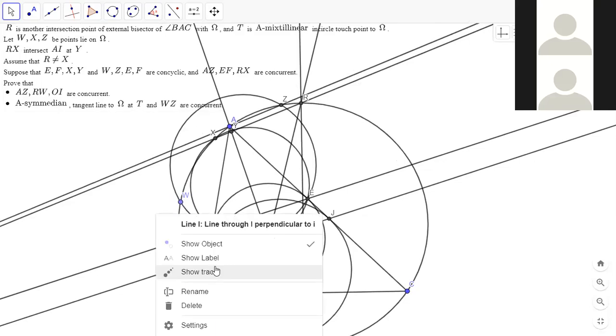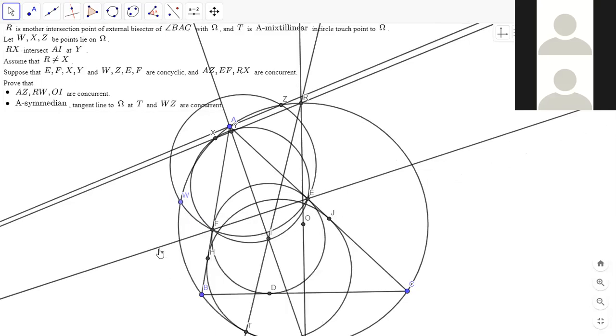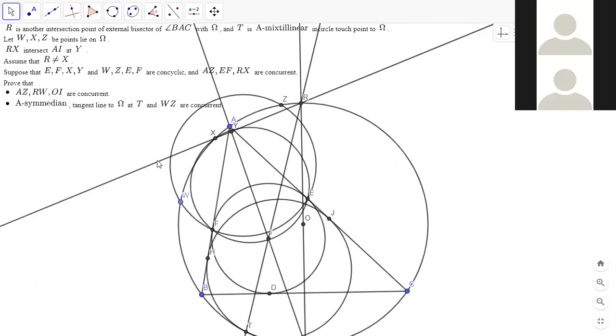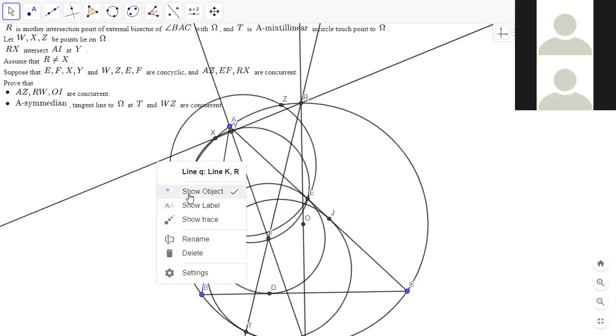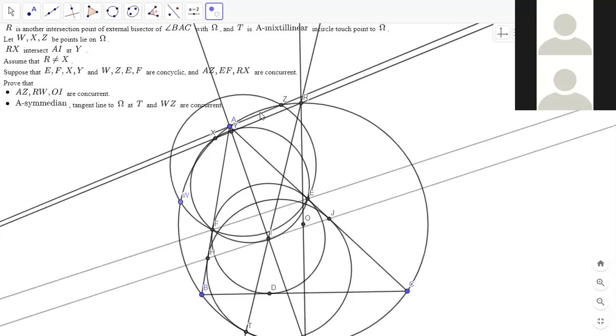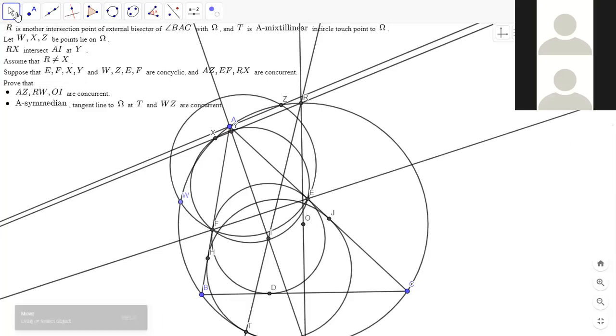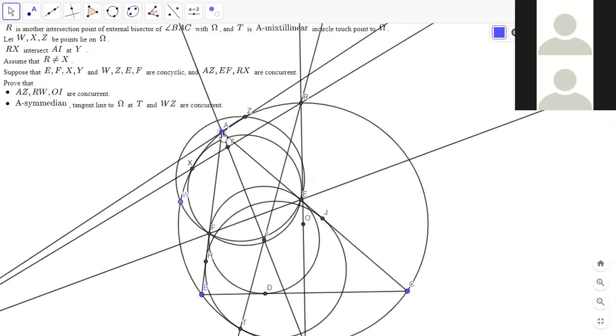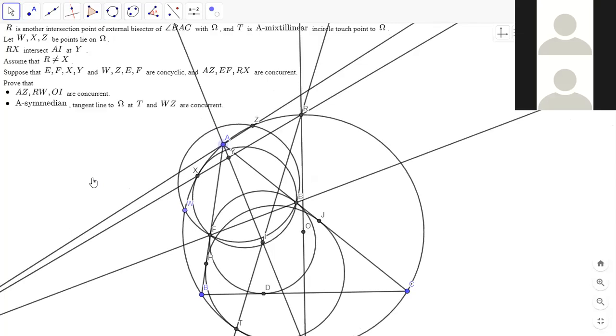Let me hide stuff to make it look nicer. So I don't need that. I don't think I need that. Okay, so I want to draw X, Y, and R. Oh, I need to show the concurrence. So I want AZ, I want AZ, EF. Oh, that's why I drew those three. That makes it annoying, because I want those to concur. But then I also want EXFY to be cyclic.